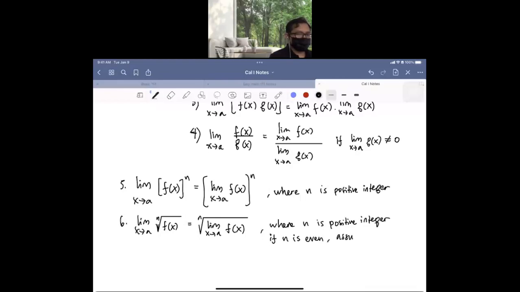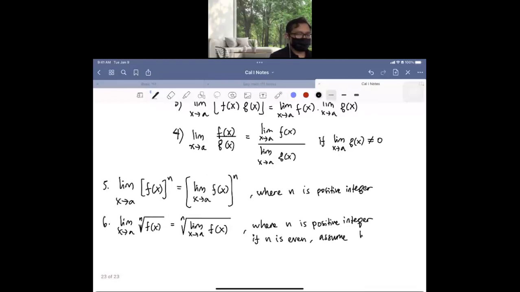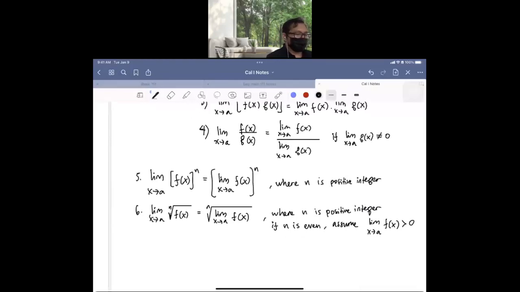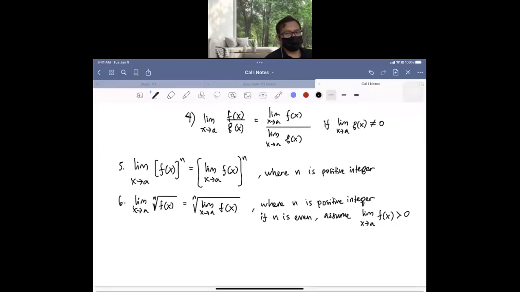If n is even, then assume that the limit is positive, because of the square root, right? We cannot have negative if even.